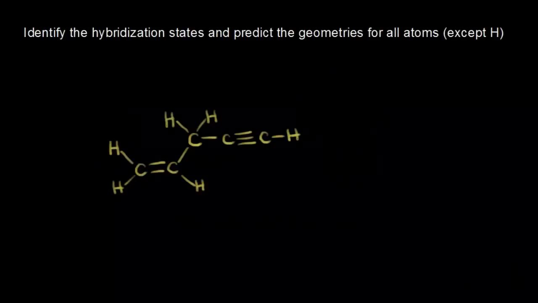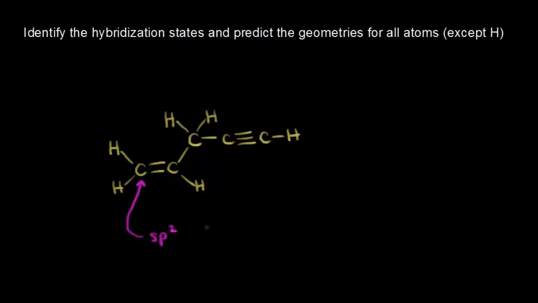Now that we understand hybridization states, let's do a couple of examples. All right? And so we're going to identify the hybridization states and predict the geometries for all the atoms in this molecule, except for hydrogen. And so let's start with this carbon right here. And so the fast way of identifying a hybridization state is to say, okay, that carbon has a double bond to it. Therefore, it must be sp2 hybridized.